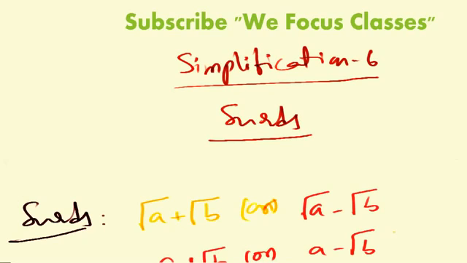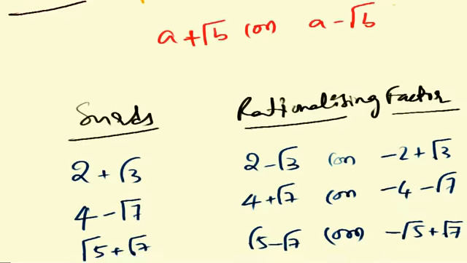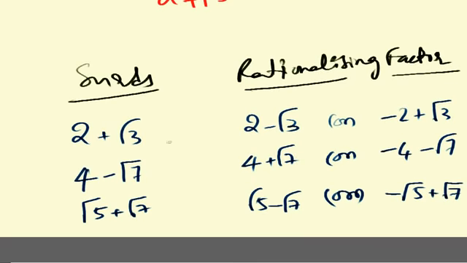Friends, today's topic is simplification 6, which is related to surds. First, let us know the meaning of surd. Better than the meaning of surd, try to know the form of surd. It could be either root a plus root b, meaning two numbers written in roots with a plus sign or minus sign, or one number is simple and one number is in roots. So let us go to these examples: 2 plus root 3, 4 minus root 7, root 5 plus root 7.